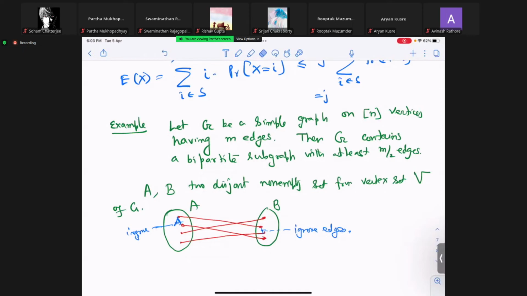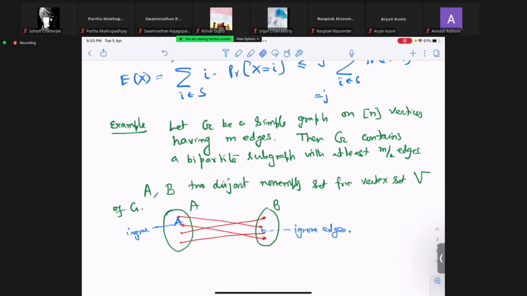If that edge falls in this cut between A and B, then you give it 1, otherwise you give it 0. Then you can use the linearity of expectation principle, which will tell you how many such edges are going into this cut of A and B. That's the idea, right? Yes, sir. Yeah, more or less this.